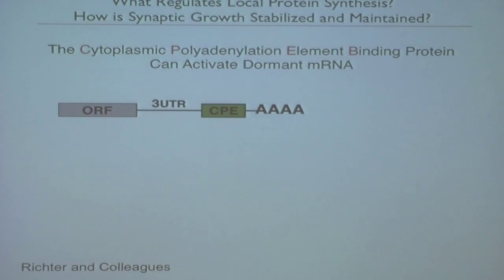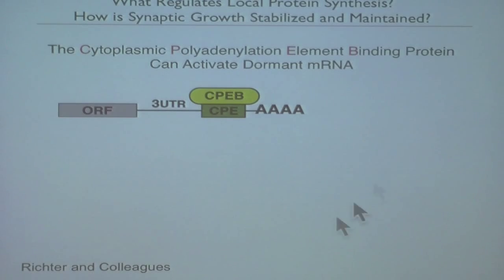So he argued, you know, there are examples for this. There's an example in Xenopus oocytes where you have dormant messenger RNAs that are present, and they are dormant because they have a short poly-A tail. And there's a special protein called CPEB, cytoplasmic polyadenylation element binding protein, that gets recruited.